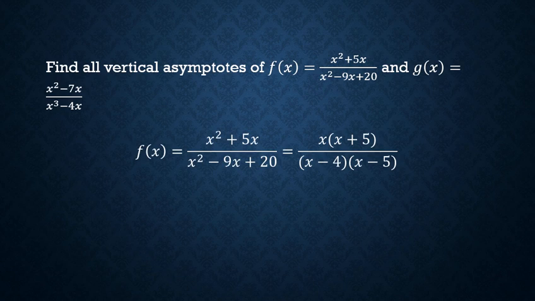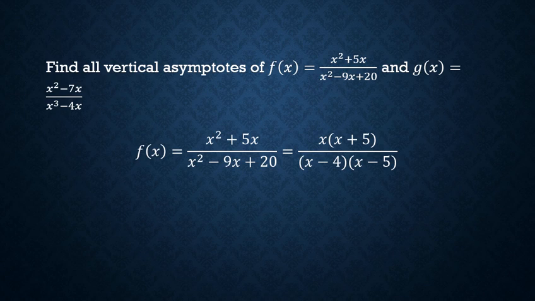So here I factored f of x. The top breaks down into the factors x and x plus 5. The bottom breaks down into the factors x minus 4 and x minus 5. Clearly, there are no common factors here that we would have to cancel out. So the top and the bottom have no common factors.